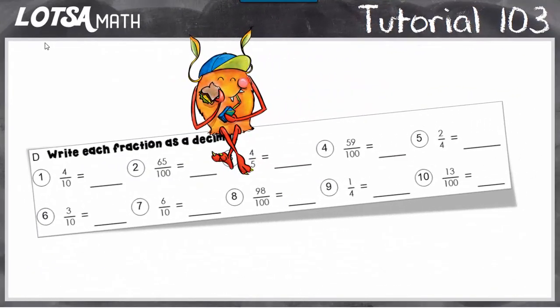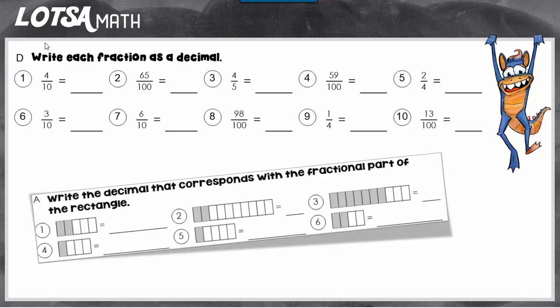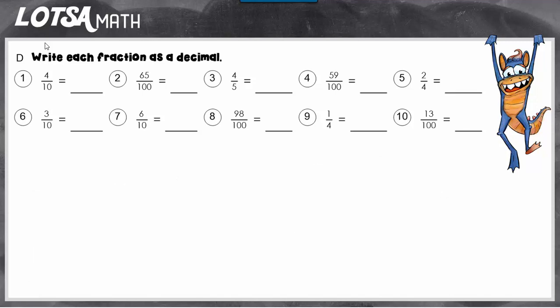For these questions, you're going to write each fraction as a decimal. These might look a little bit different than what you're used to, but it's exactly the same thing that you've done before. Look at this. Remember when we wrote the decimal that corresponds with the fractional part of the rectangle? Well, today's questions are even easier because the fraction is given for you. You don't have to figure out the fraction from the model first. So let's look at some examples on how we would do this.